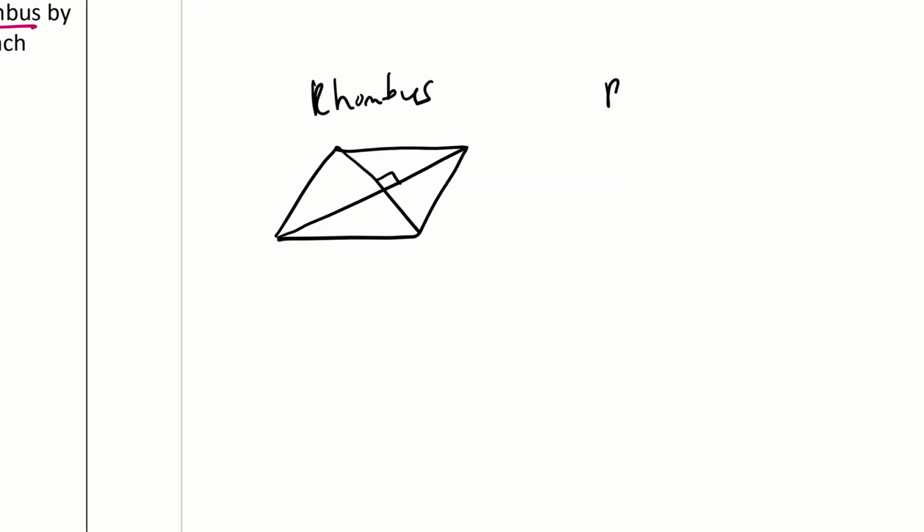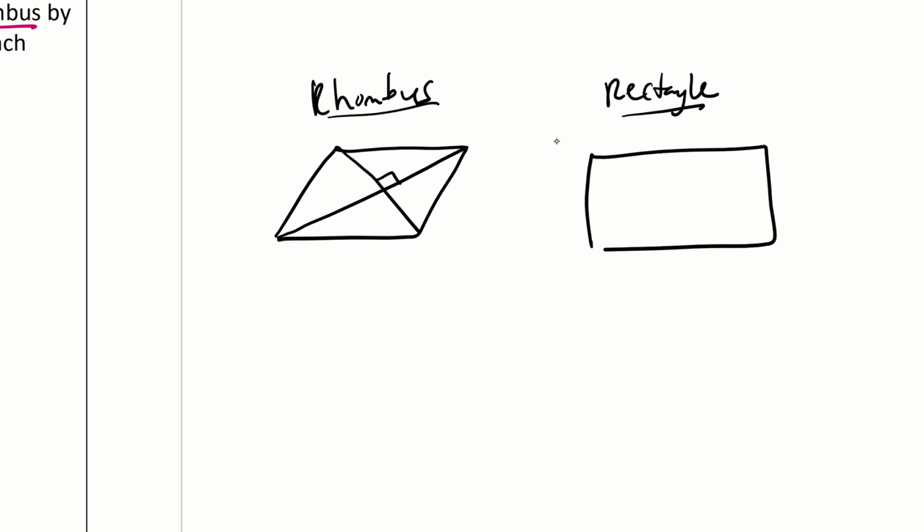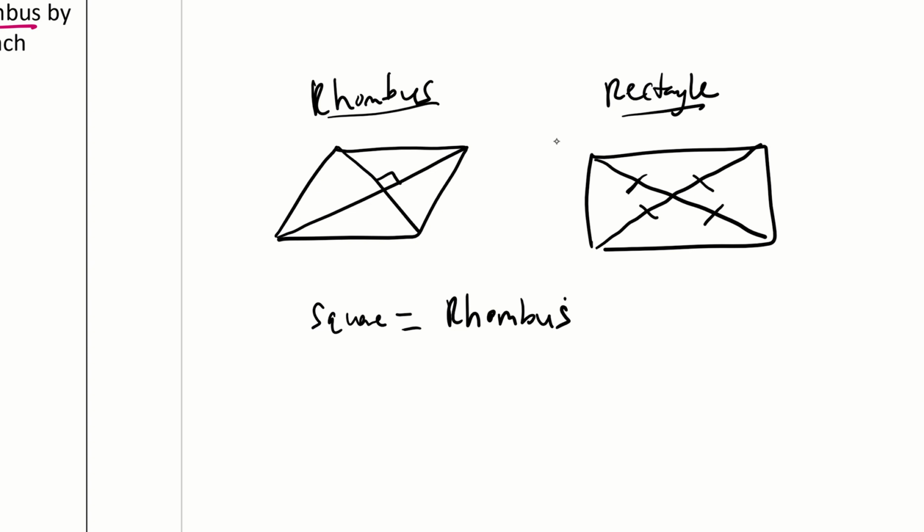And we also know that a rectangle has 4 right angles, but we also know that the diagonals are congruent. The diagonals are the same length. And we know that for something to be a square, it has to be both a rhombus and a rectangle. So we're going to prove both of these, and then that's going to show that it's a square.